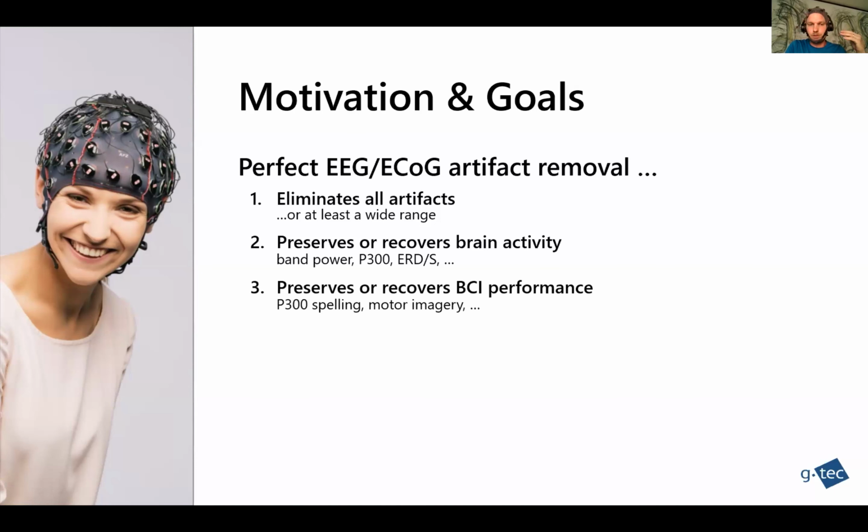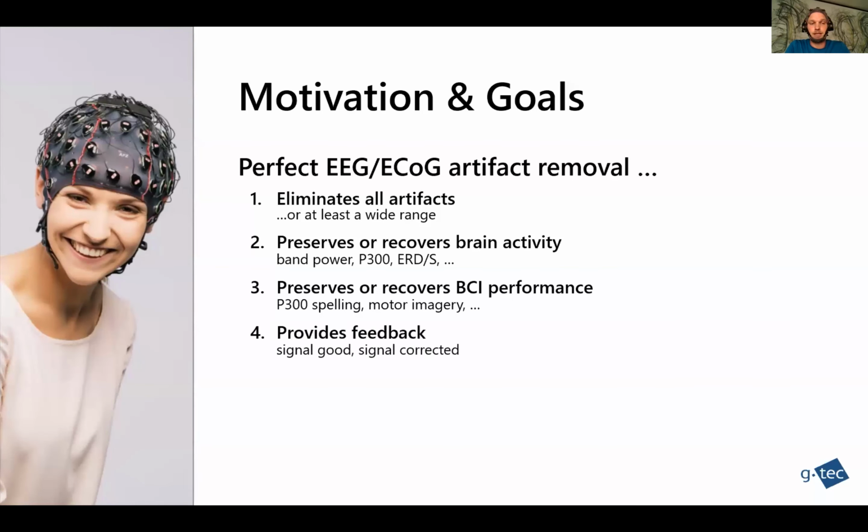Taking that further, we also want to preserve or recover BCI performance. This is actually one step after the brain activity or the brain features we are using for BCI. So let's say we have a P300 speller, we want to have it very robust against artifacts. Or if we have a motor imagery system, we also want to make sure that artifacts are not deteriorating our performance.